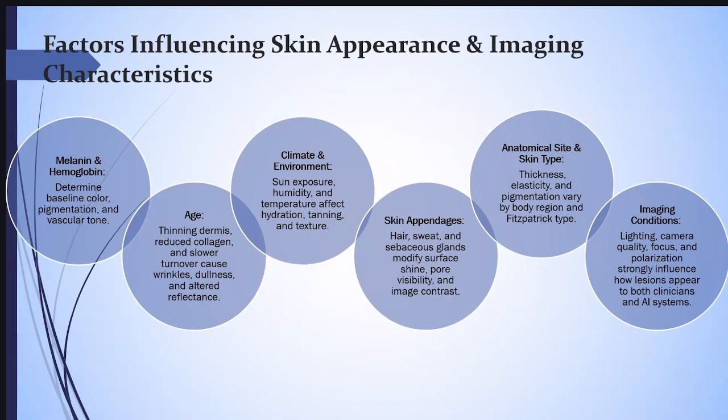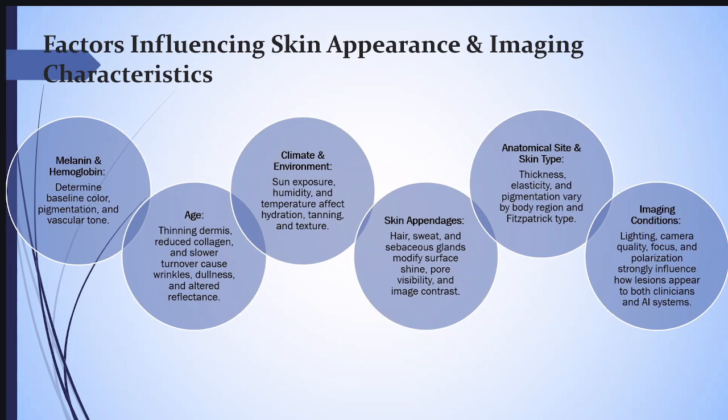So the factors influencing the skin appearance: melanin and hemoglobin. Melanin we have seen; hemoglobin we do see in our blood. For some people, we see the face is very red, isn't it? That reddish color comes because of the vascular, that means the blood vessel, the hemoglobin inside the blood vessel, that gives you that reddish or pinkish hue that certain people have in their face. So these are the two things which are going to determine the baseline color: pigmentation and vascular tone.